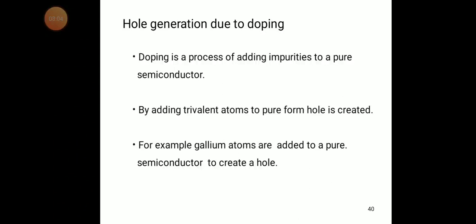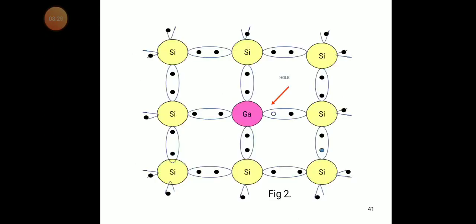I already mentioned doping. Doping is a process of adding impurities to a pure semiconductor. By adding trivalent atoms to the pure form, a hole is created. For example, gallium atoms are added to a pure semiconductor to create a hole. So in this way we can generate the holes.